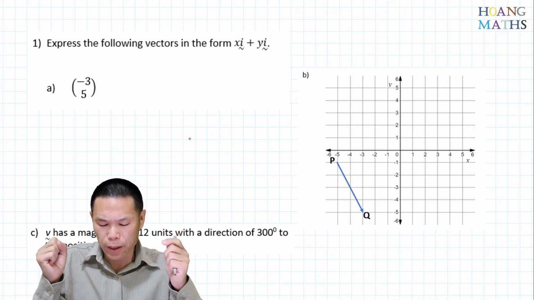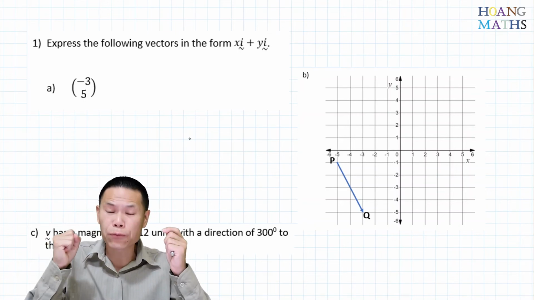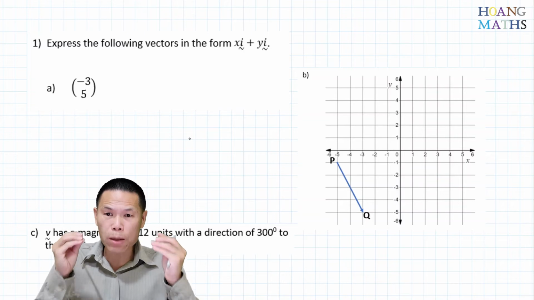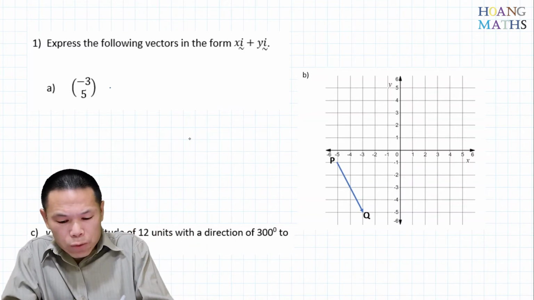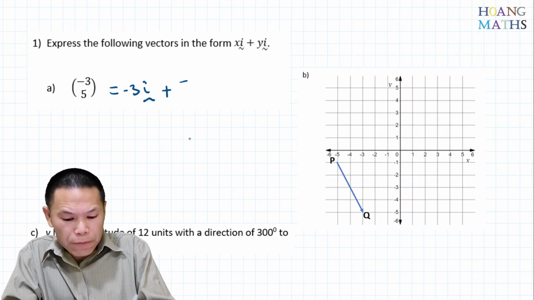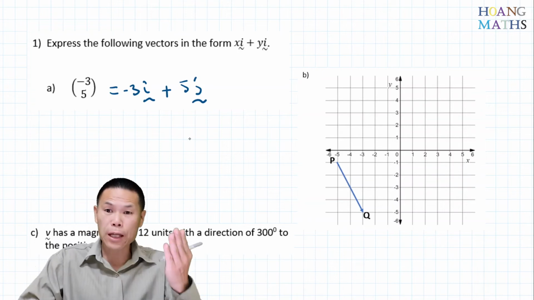So first one. To express negative 3, 5, that is the column matrix form, into component form, that will give me negative 3i, and we add 5j. That's all.